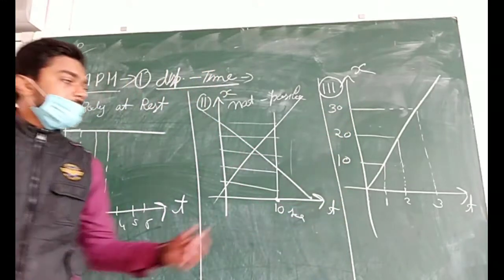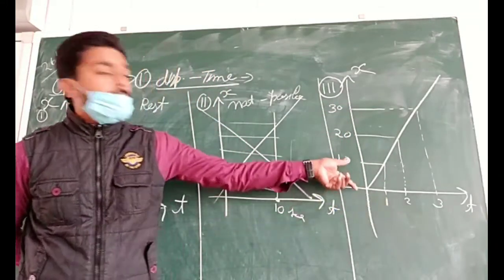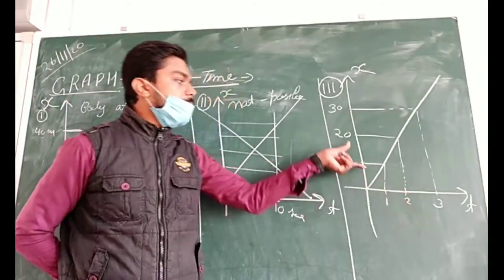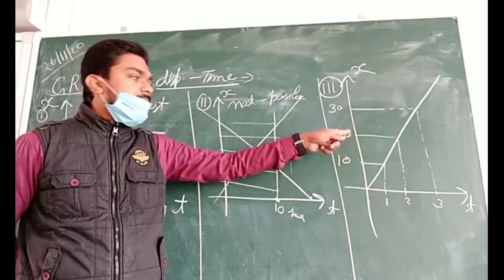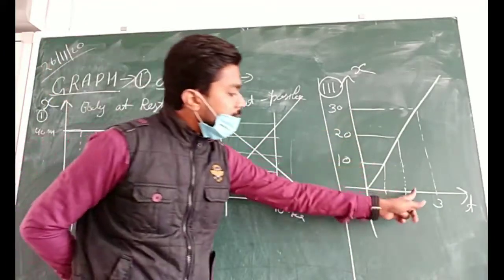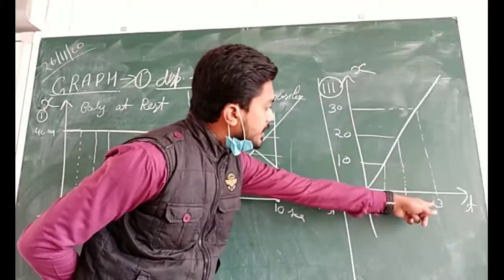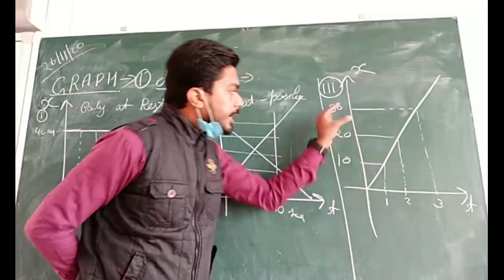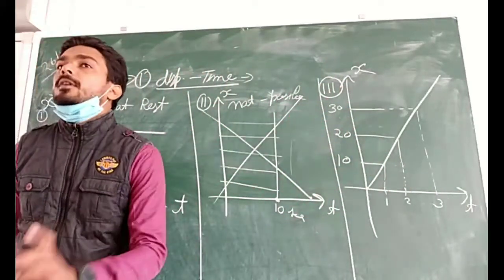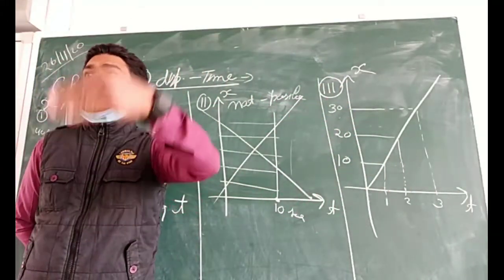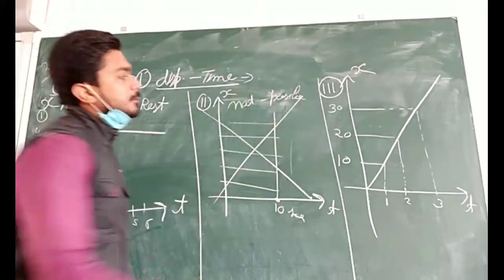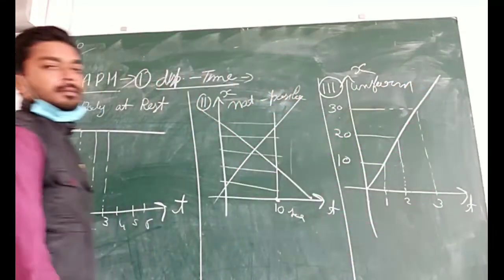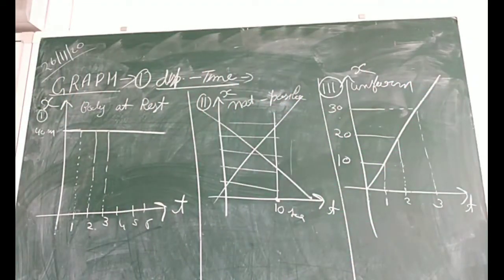Hence you can see in the first second the displacement is 10 meters. In the next 1 second, the displacement is again 10 meters, because 10 plus 10 is 20. In the next 1 second, the displacement is 30, meaning in the next 1 second again the displacement is 10 meters. This means the body is covering equal displacement in equal intervals of time. Such type of motion is called uniform motion. Okay, now you can write it.